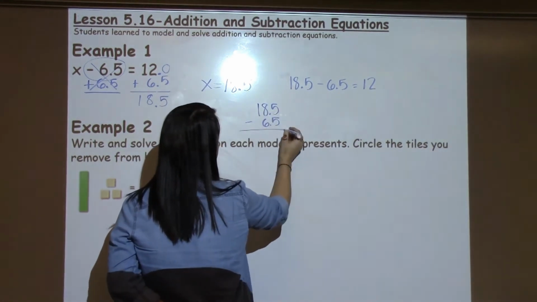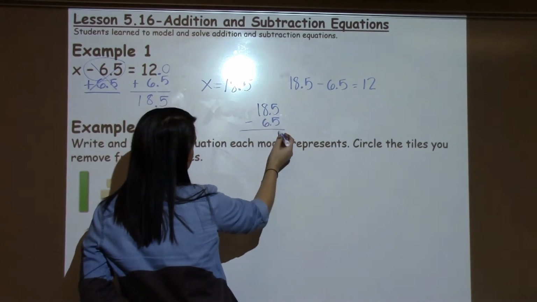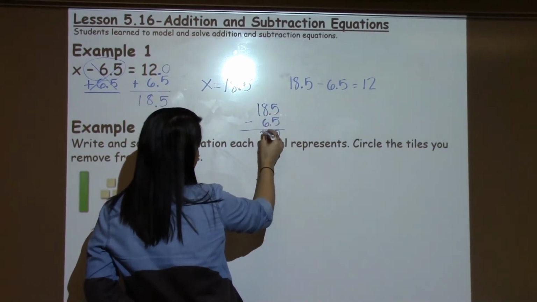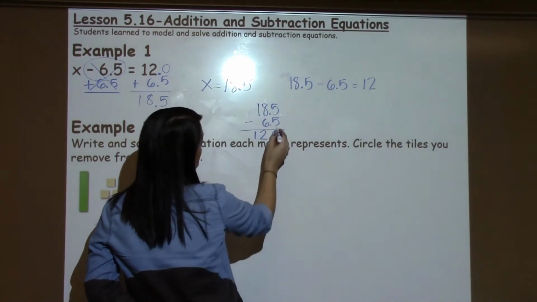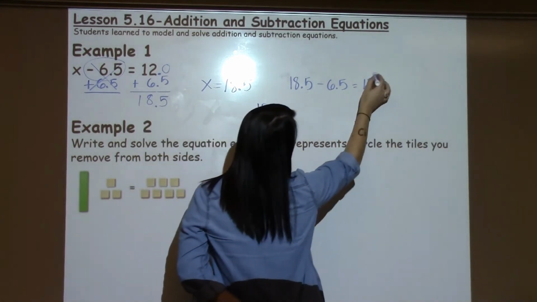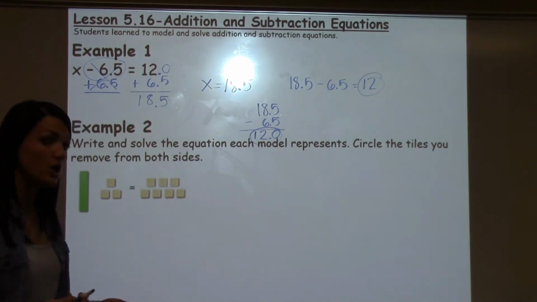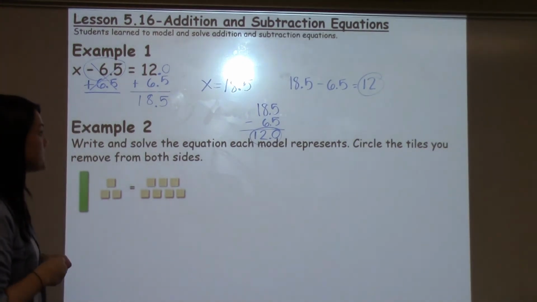18 and 5/10 minus 6 and 5/10. 5 minus 5 is 0. 8 minus 6 is 2. 1 minus nothing, or 0, is 1. So my answer is 12, which is what I was looking for. So I know that I have the correct work.